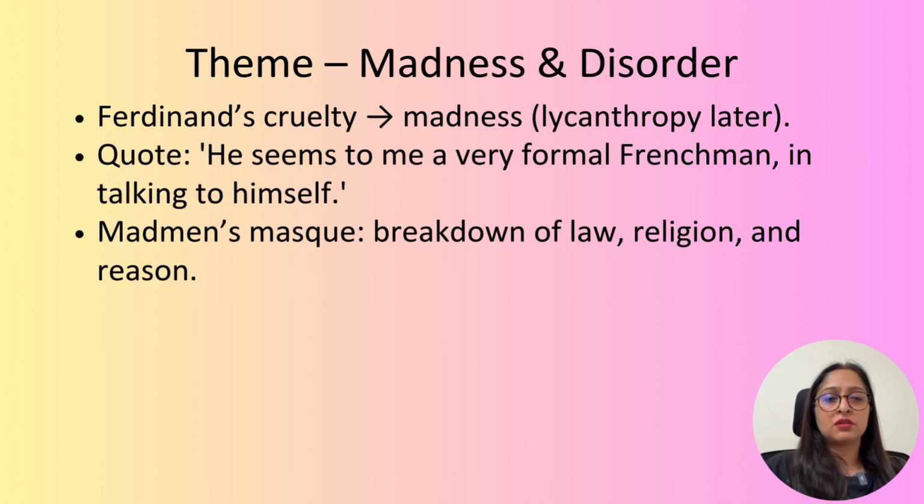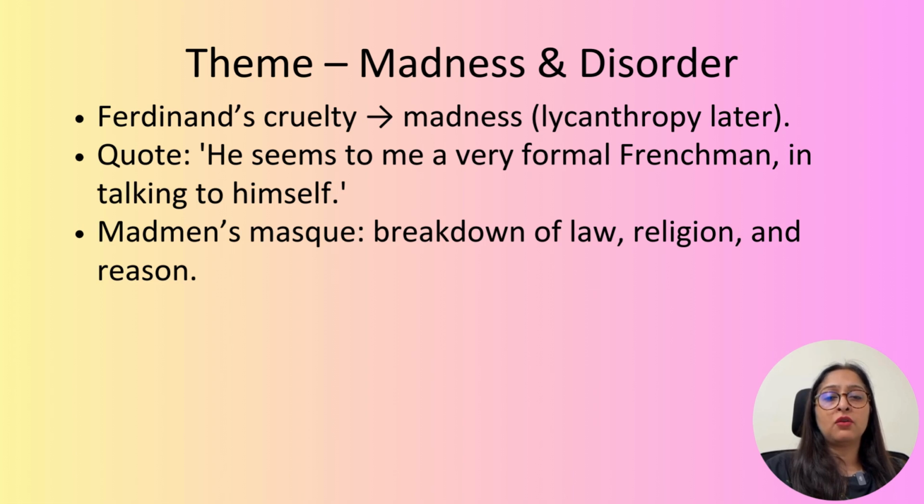Madness and disorder. This theme is present everywhere in the entire play, and especially in this act. Ferdinand's cruelty tips into madness. He goes crazy at the end of the scene. His obsession with wolves becomes the foreshadowing of lycanthropy. He assumes himself to be a wolf. Now, the madman's mask, which is there in this act, is also symbolic, where madmen start parading in front of the Duchess. This scene is also symbolic.